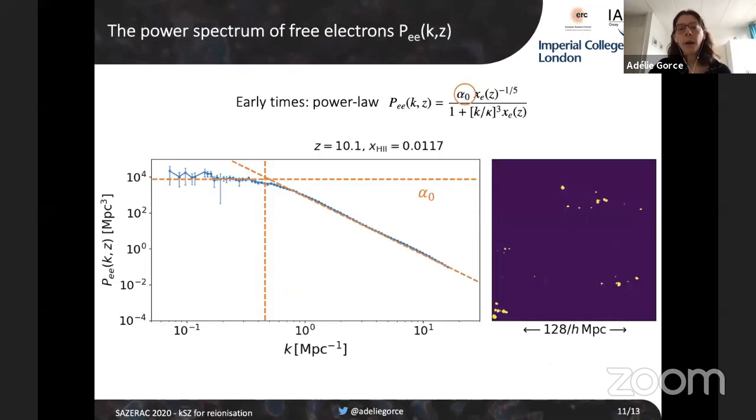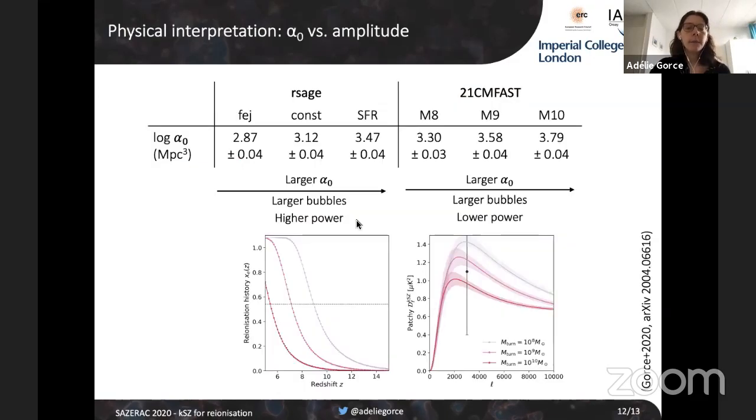Then for alpha naught, if you remember, it's the amplitude of your spectrum, the maximum amplitude of your spectrum, that's going to decrease with time. It's a bit more complicated, because we find that a larger variance, a larger alpha naught, is always related to larger bubbles. That's because for a given filling fraction, if you have a few large bubbles, the variance is going to be much higher in your field than if you have a lot of very small regions. So larger bubbles will always mean a larger amplitude of your spectrum.